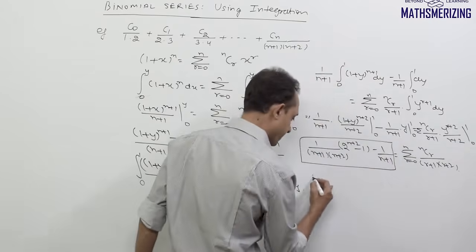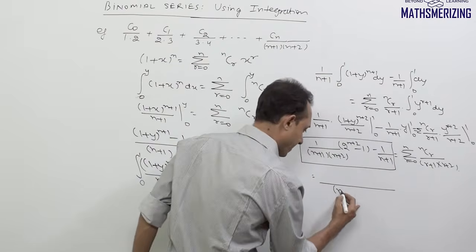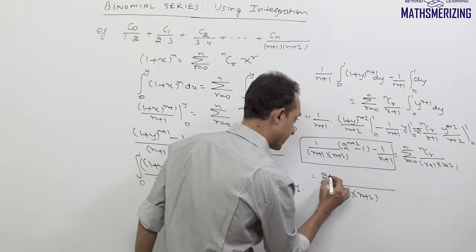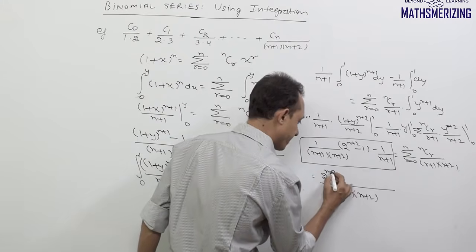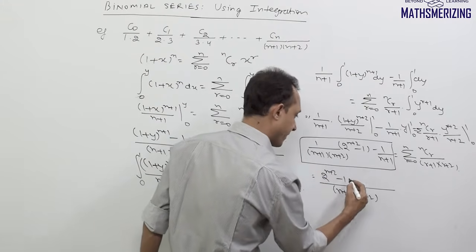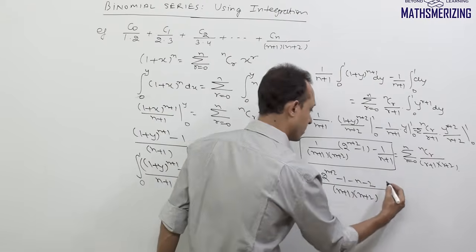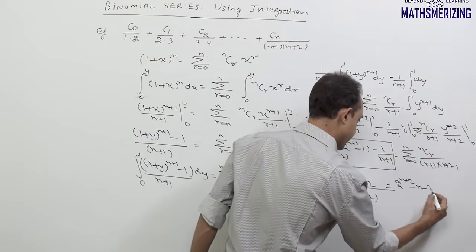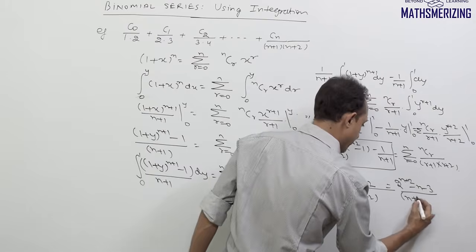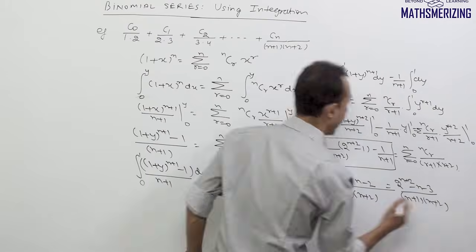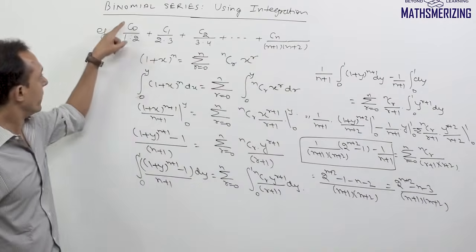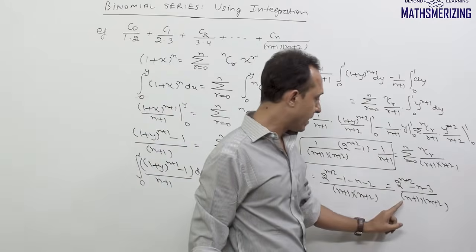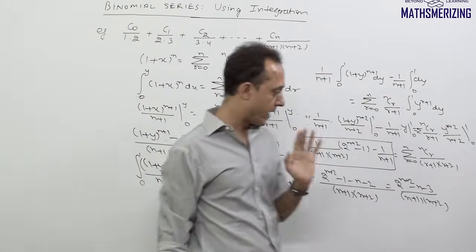So I'll simplify it also. I'll take (n plus 1)(n plus 2) common. So I can write it as 2 to the power n plus 2 minus 1 and then minus n minus 2. So it will be 2 to the power n plus 2 minus n minus 3 upon (n plus 1) into (n plus 2). So the result of this series is 2 to the power n plus 2 minus n minus 3 upon (n plus 1) into (n plus 2).